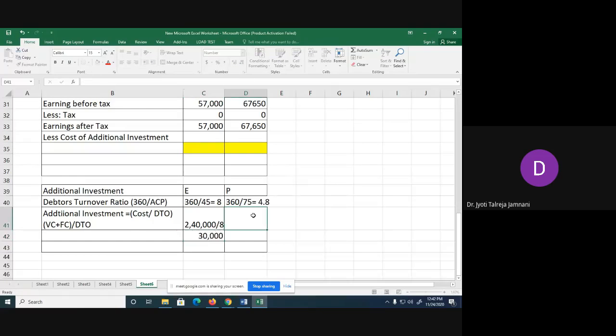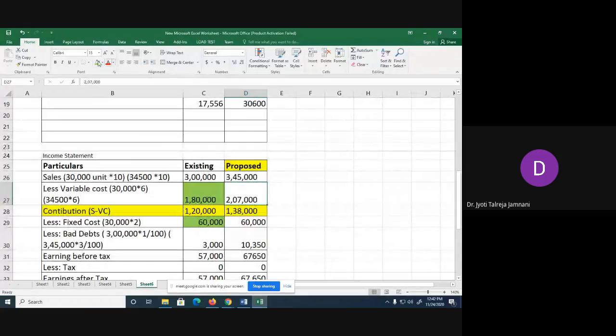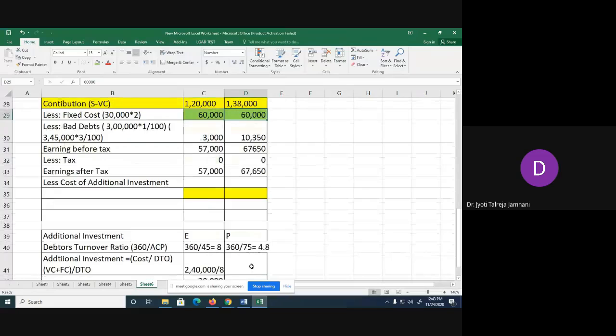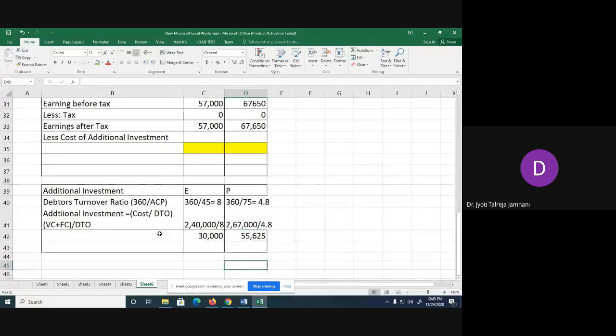30,000. Then in case of the proposed plan, the variable cost is 2,07,000 and the fixed cost is 60,000. So 2,07,000 plus 60,000 is 2,67,000 divided by 4.8 times is the debtors turnover ratio. So it will be 55,625, correct? Yes, ma'am. So this is your additional investment.